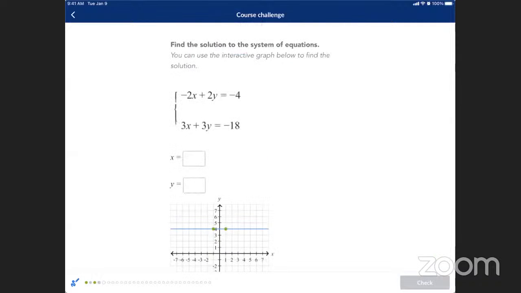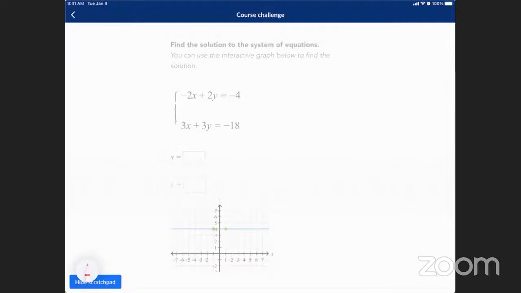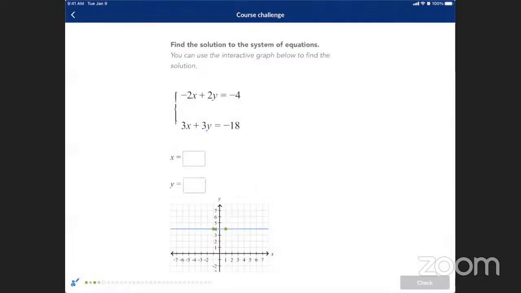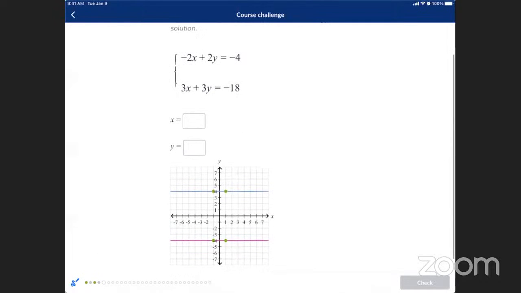Find the solution of the system of equations. Negative 2x plus 2y is equal to negative 4. Yeah, this is called a system of equations. So you can use the interactive graph below to find the solution. So this graph here is interactive. I wonder how we do that. I think we set them equal to each other. I don't remember system of equations.